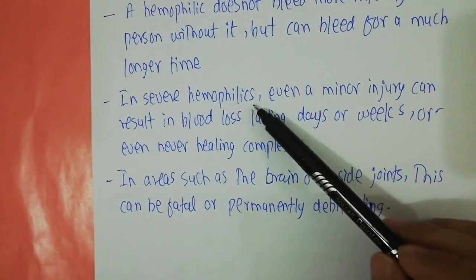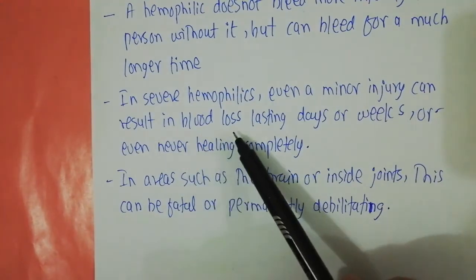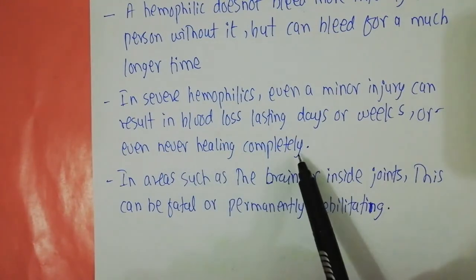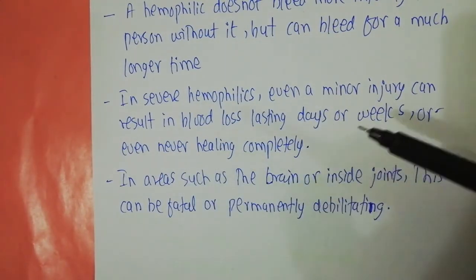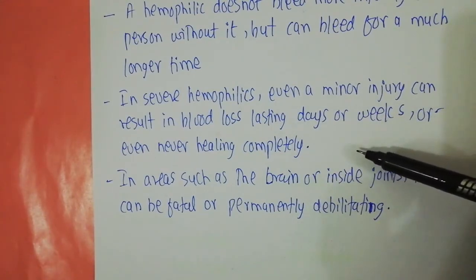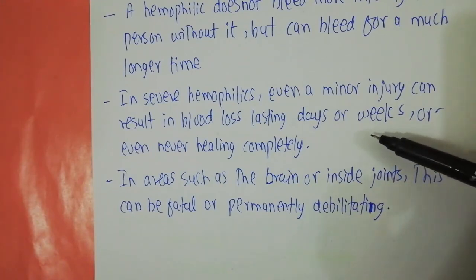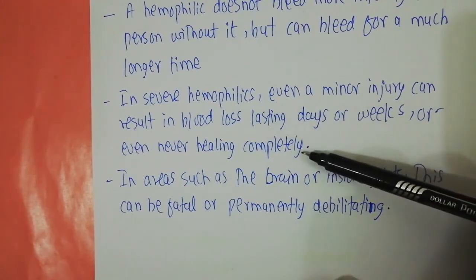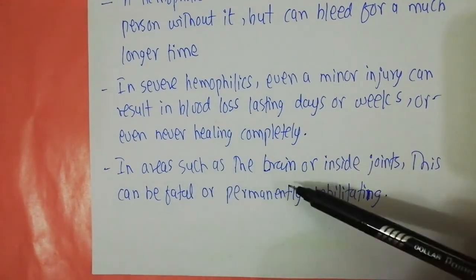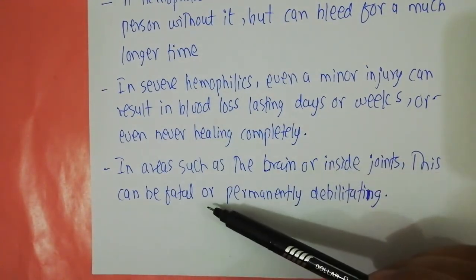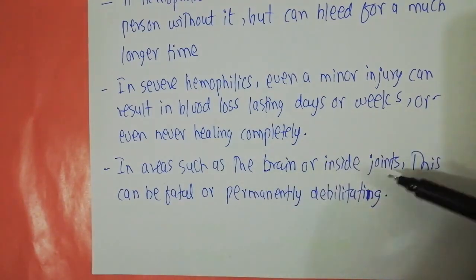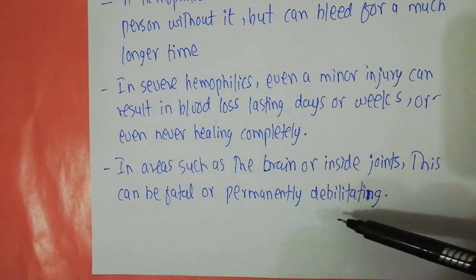Now in severe hemophilics, even a minor injury can result in blood loss lasting for days or weeks, or even never healing completely. So if you are not able to make an effective blood clot, you can lose blood for days or weeks, or if it is a very severe kind of damage, it can even never heal completely. Now, in areas such as the brain or inside joints, this can be fatal. If you are losing blood for days or weeks in your brain or inside the joints, this can be fatal or permanently debilitating.